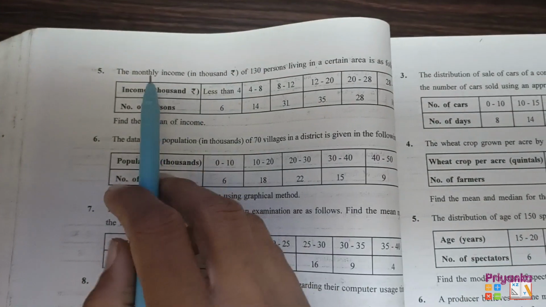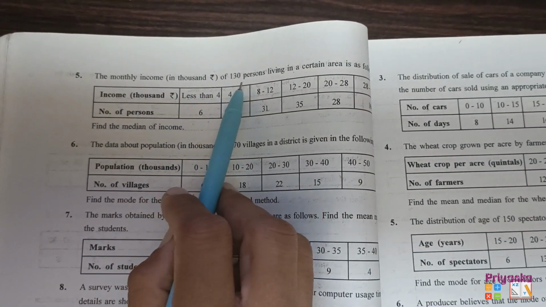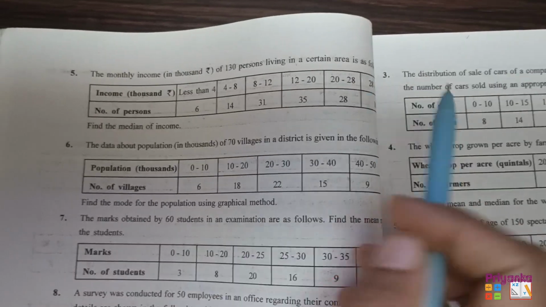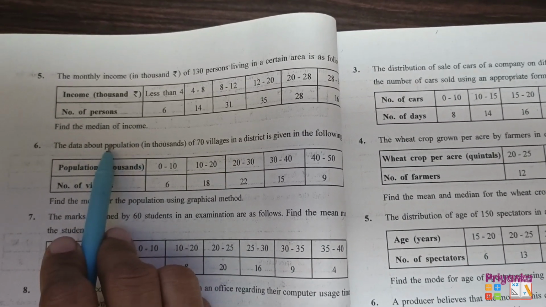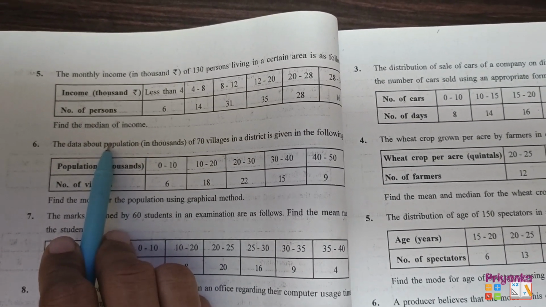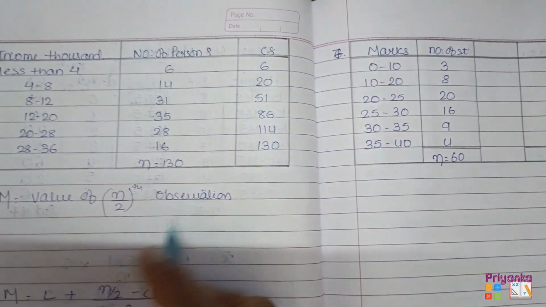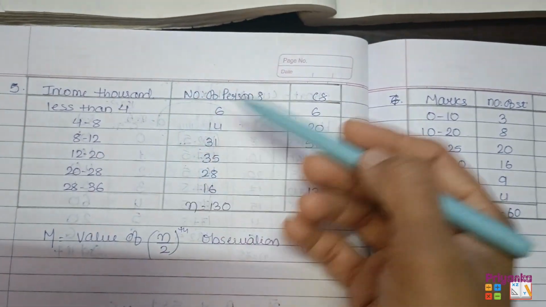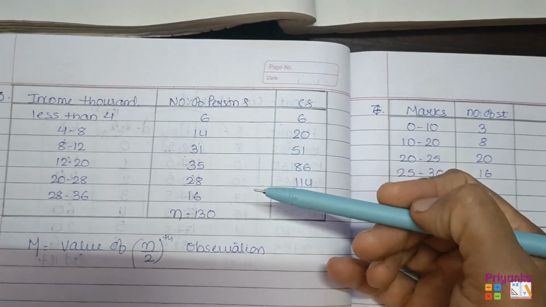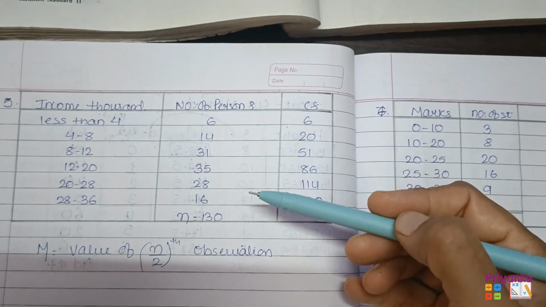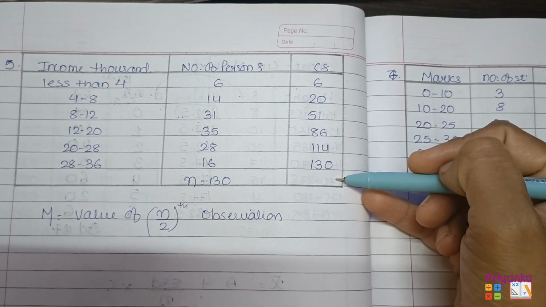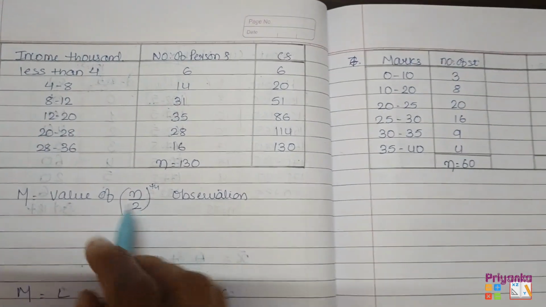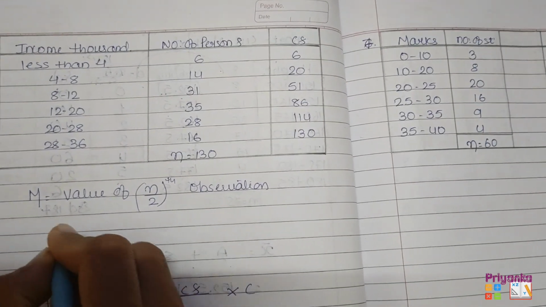Question number 5. The monthly income in thousand of 130 persons living in a certain area is as follows. The income is given and the number of persons, and out of this they asked to find out the median. Now to find the median, first you can see the table I have already copied from the question, and as the question is asking for the median, here we only need the cumulative frequency. And out of this, first we'll find the value of n observation.